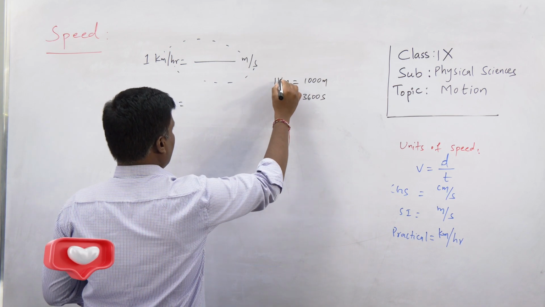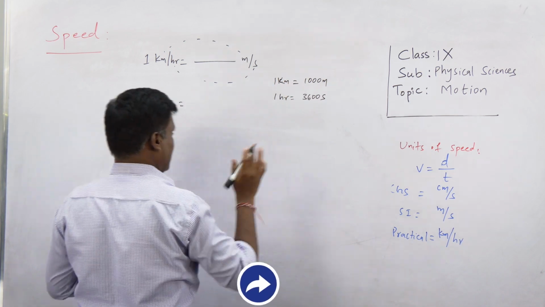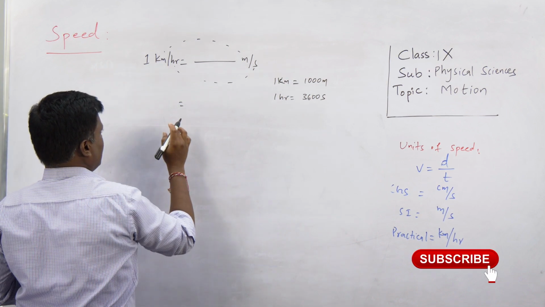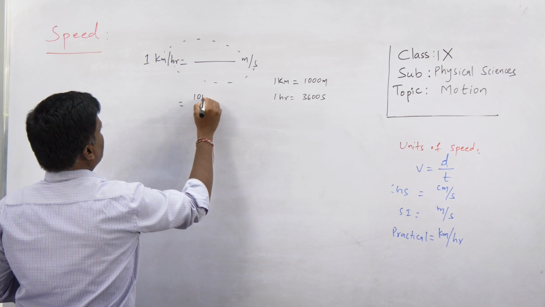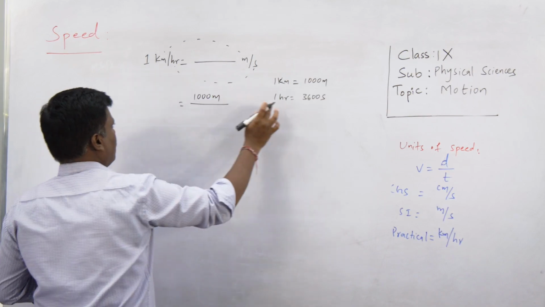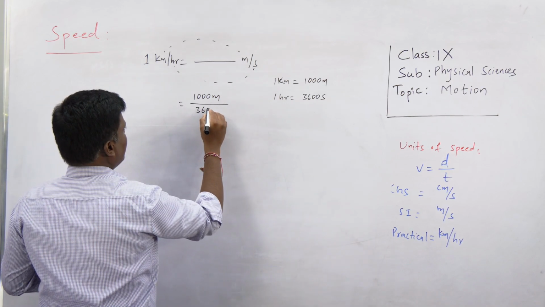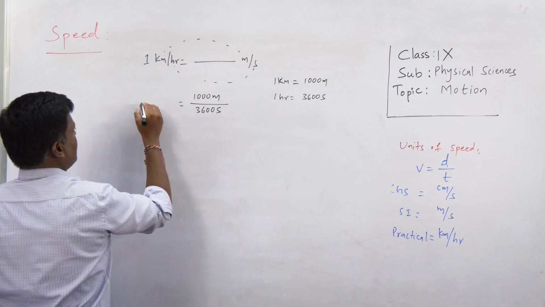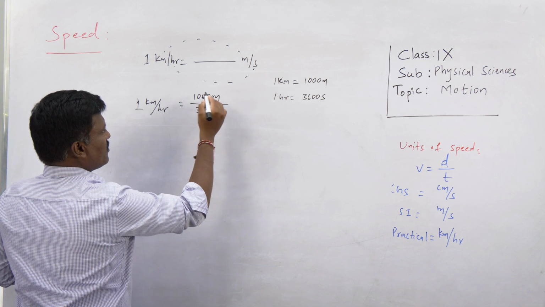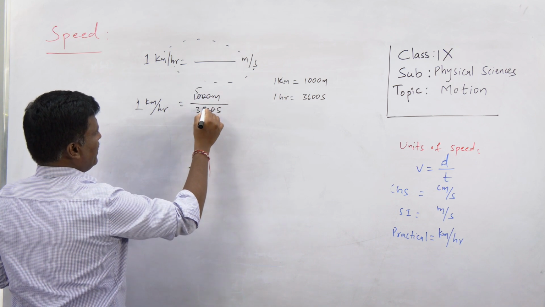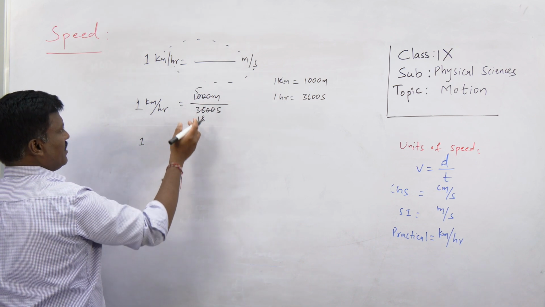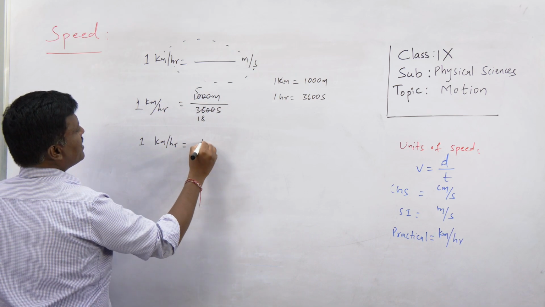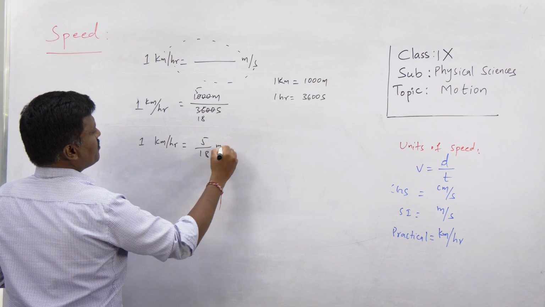1 kilometer is equal to 1000 meters. Now we have to substitute both values here. In the place of 1 kilometer, we write 1000 meters. In the place of hour, we write 3600 seconds, because we are converting kilometers into meters and hours into seconds. Now 2 zeros cancel, 2 fives are 10, 2 into 18. We can't simplify further, since this is a prime number. 1 kilometer per hour is equal to 5 by 18 meters per second.